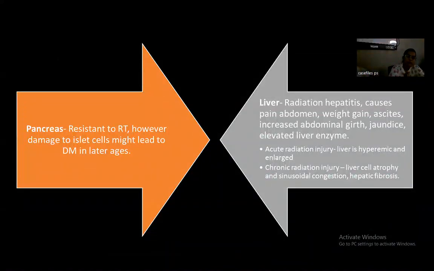Now, pancreas. Pancreas is resistant to radiation therapy. However, if there occurs any damage to islet cells, that might lead to diabetes mellitus in later stages. If we talk about liver, the radiation can cause radiation hepatitis that will lead to abdominal pain, weight gain, ascites, increased abdominal girth, jaundice, and elevated liver enzymes. In acute radiation injury, the liver becomes hyperemic and enlarged, while in chronic radiation injury, it gets atrophied along with sinusoidal congestion and hepatic fibrosis.